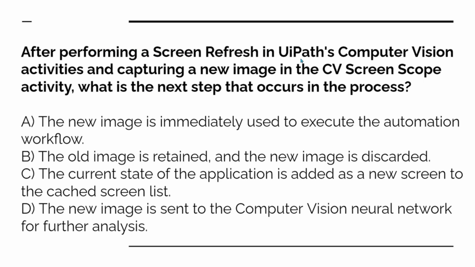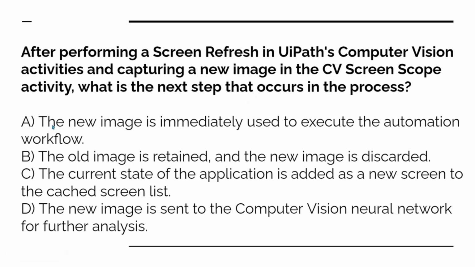After performing a screen refresh in UiPath Computer Vision activities and capturing a new image in the CV screen scope activity, what is the next step that occurs in the process? Okay, so read this question carefully. After performing a screen refresh in UiPath Computer Vision activities and capturing the new image in the CV screen scope activity, what is the next step that occurs in the process?